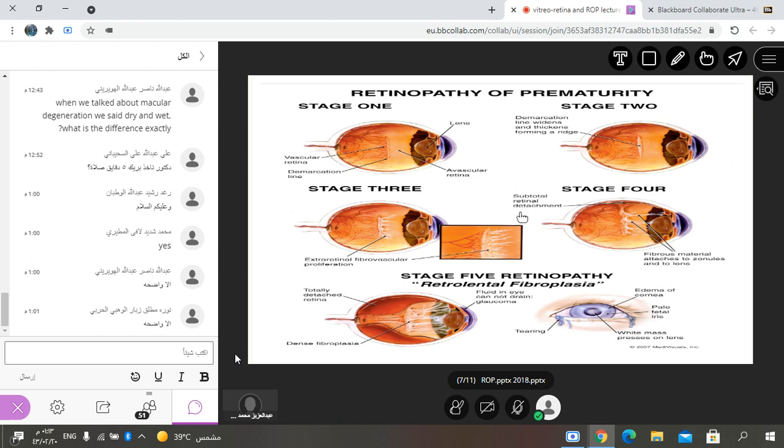So if anything happens and you miss these babies, and it is a progressive disease, you will convert a normal baby to a blind baby. And that's why it's a very crucial and very important disease. The treatment is easy, the prevention is easy, the screening is easy, but if the complication happens, it's the end result for this baby.